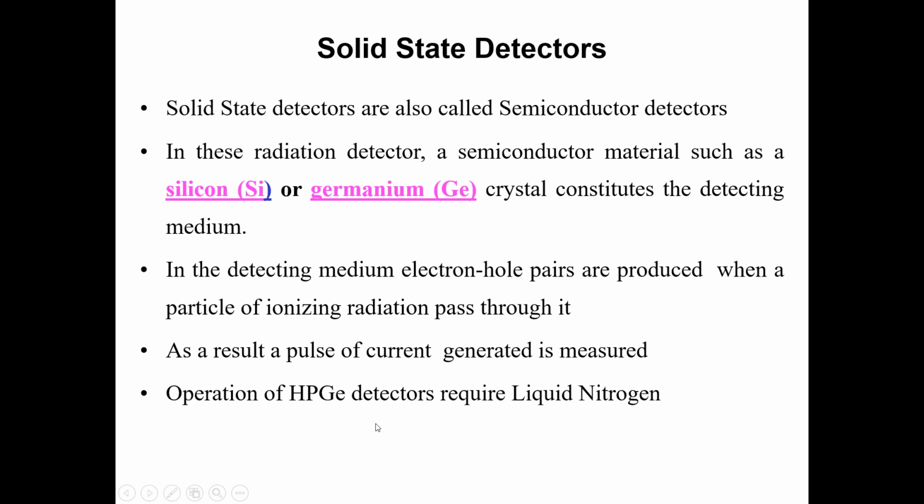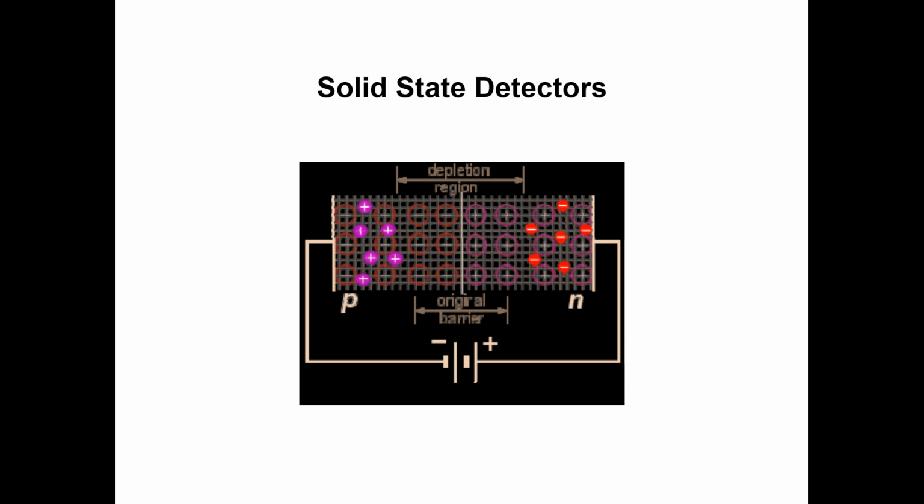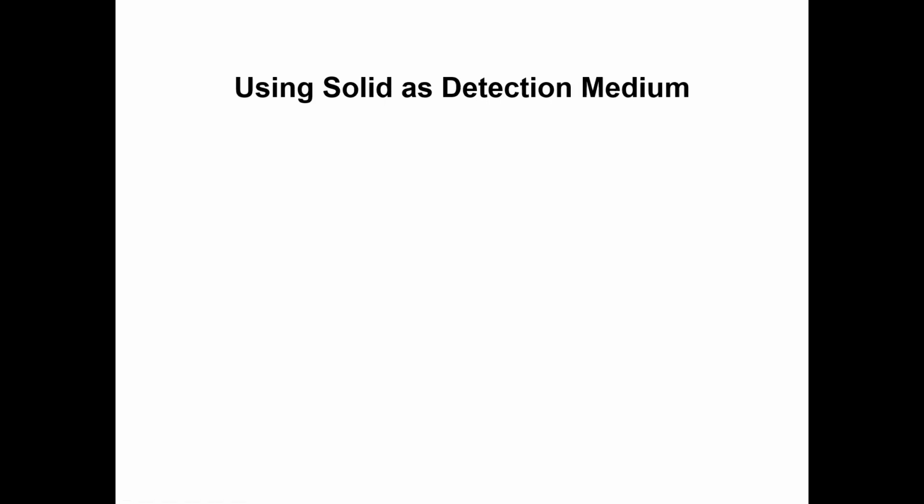The operation of HPGe detectors requires liquid nitrogen. In this kind of detector, we normally need liquid nitrogen for its operation. You can view here, in solid state neutron detectors, we normally utilize PN junctions. In a PN junction, you already know from your electronics course, on one side we have a p type material and on the other side an n type material. When we apply the voltage, the holes are moved toward one electrode, and the electrons are moved toward the other. This is the main concept that we are utilizing in solid state neutron detectors.